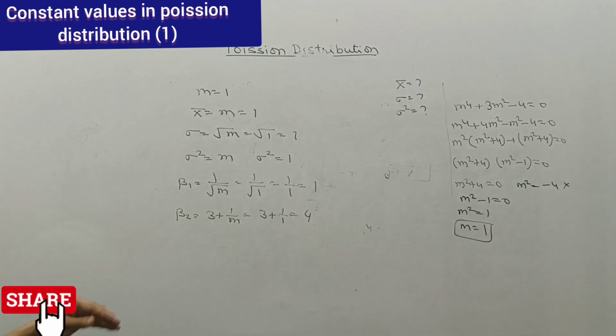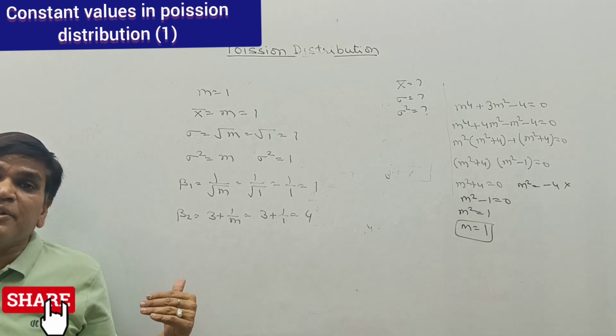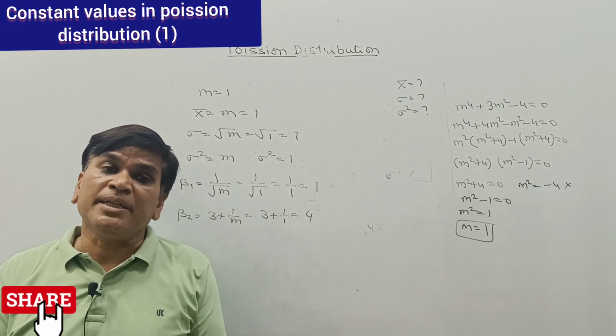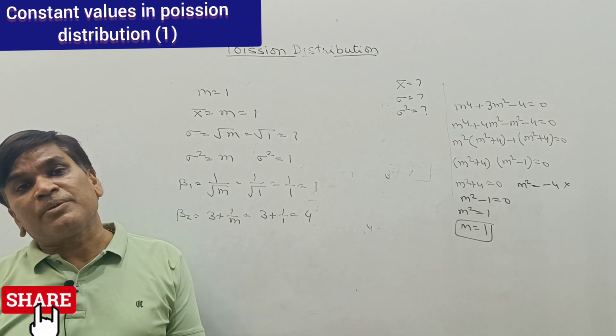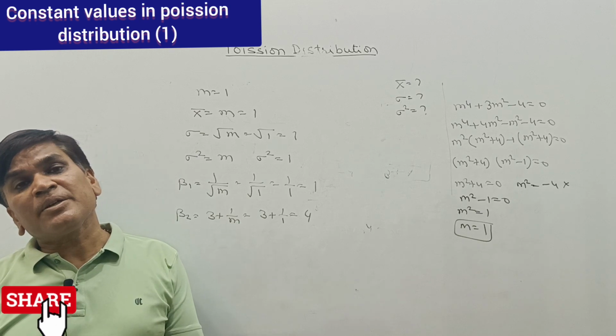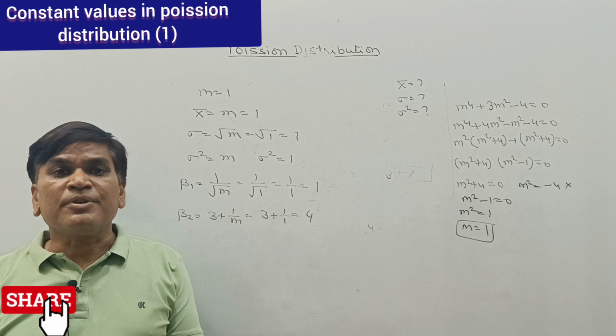So with the help of this, we can calculate all the values related to the Poisson distribution. With the help of this video, I think you may have learned how to calculate questions related to the Poisson distribution, and how we can calculate the constant values in Poisson distribution.